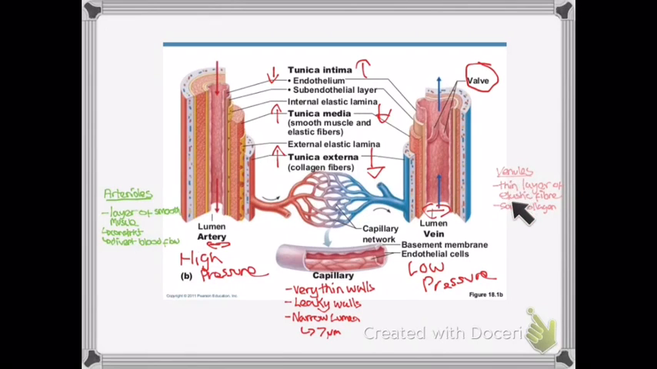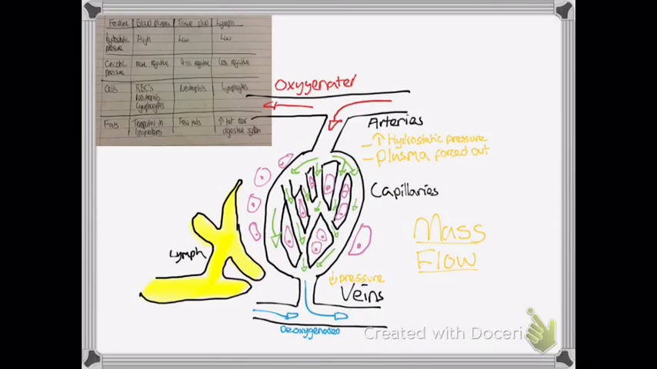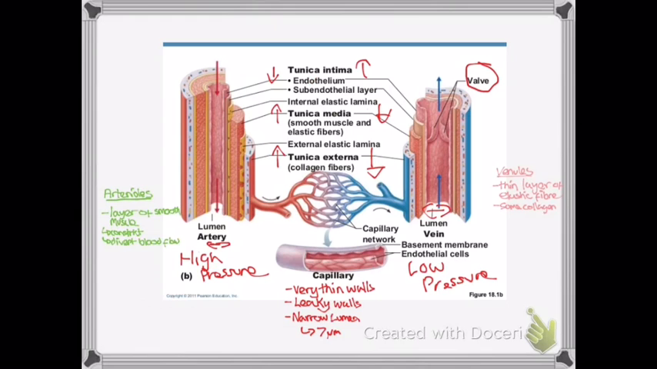Then we've got venules, which are just before veins. They have a thin layer of muscle and elastic tissue and some collagen, and the blood flows through the venules into the vein. So blood flows through the arteries, then the arterioles, the capillary, the venules, then the vein. Okay.